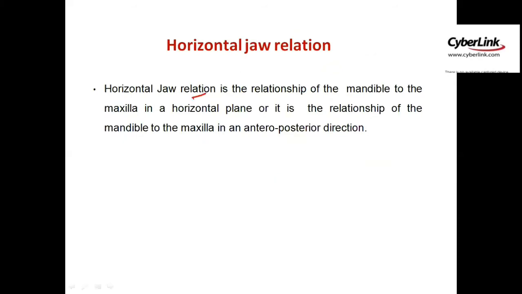Horizontal jaw relation is a relationship of mandible to the maxilla in horizontal plane, or it is the relationship of mandible to maxilla in anterior posterior direction. Horizontal relation can be of two types, namely centric and eccentric. So centric relationship denotes the relationship of mandible to maxilla when the mandible is in its most posterior position.